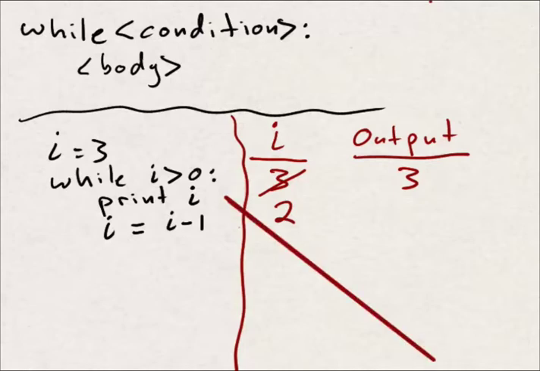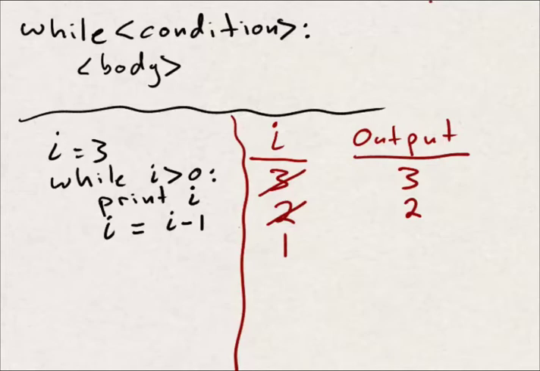It goes back to the condition on the while loop and checks, is I greater than 0? Yes, it is. It's equal to 2. So it prints I again, and then it says I equals I minus 1, so I gets modified to 1.